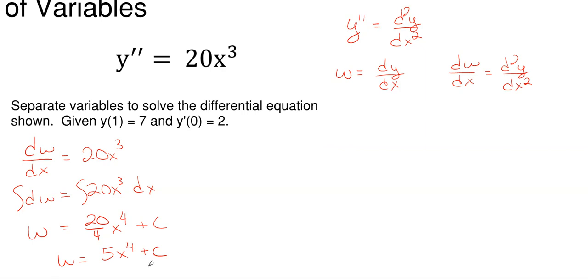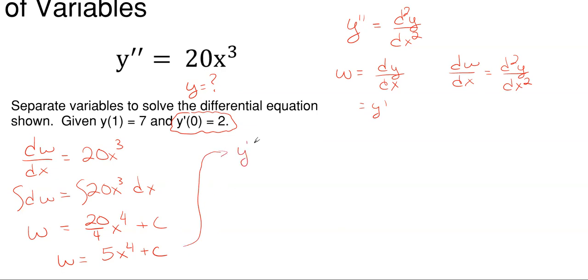Alrighty, well, what is w? Because what we're looking for is what my y equation is equal to. That's the whole point of this. Well, we know that w is the first order derivative of y. So we can use the second boundary condition that we were given to find that constant c. So let's go ahead and do this.